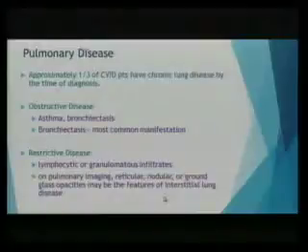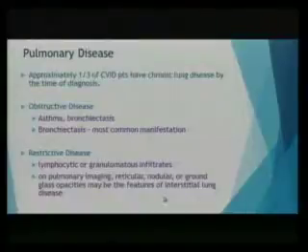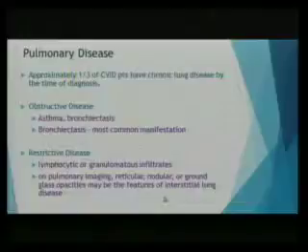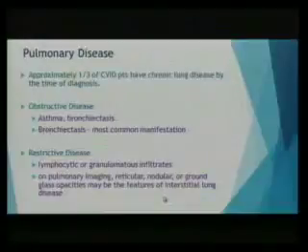The other organ that CVID affects is the lungs, and about a third of these patients with CVID typically have some type of lung disease, and this can present in two different forms, either the obstructive type where we see asthma or bronchiectasis, and then you can also see the restrictive disease, lymphocytic or granulomatous infiltrates.